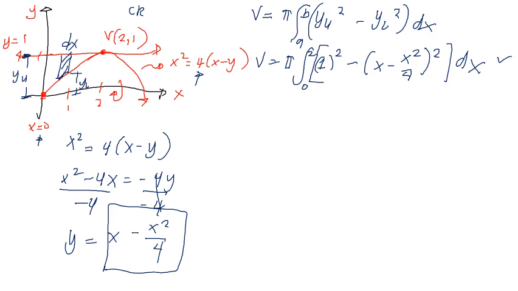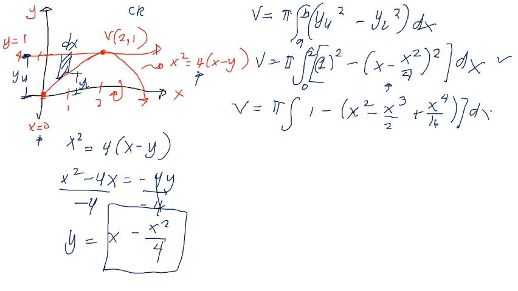So let's try to manipulate our equation. We need to expand this so that we can integrate it easily. So we have volume is equal to pi integration of 1 minus, this is equal to the quantity of x squared minus x to the third power all over 2 plus x to the fourth all over 16, quantity dx, from 0 to 2. So we could integrate it immediately now.